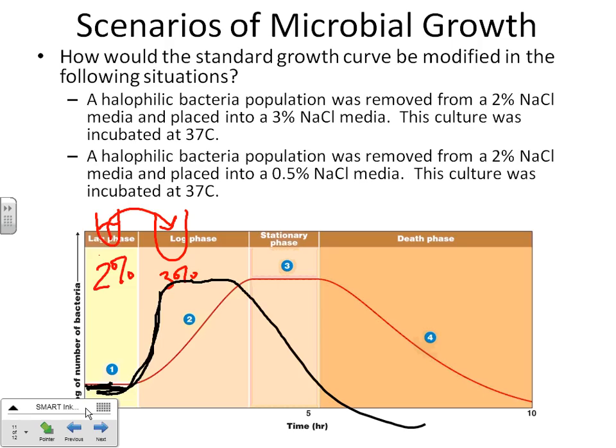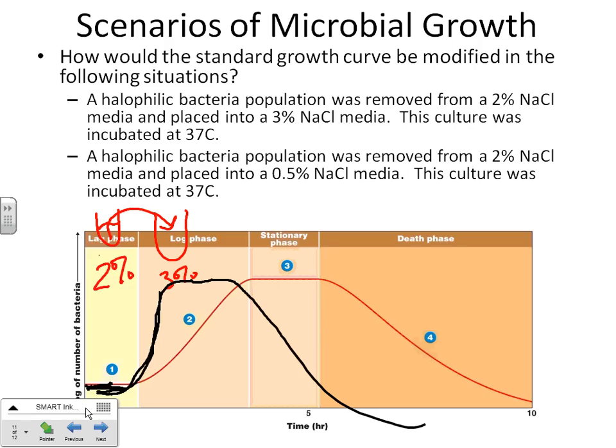So I want you to see if you can figure out what's going to happen in the second one and draw that one. Just to talk about it a little bit before I let you go and see if you can figure it out. In the second one, you take that same bacteria and you take some from your first test tube that was 2% salt and you put him in 0.5% salt. So what did you do to his life? You made it worse. So how's his graph going to look different?